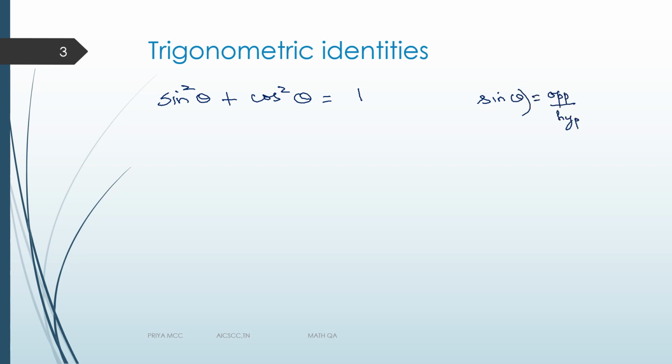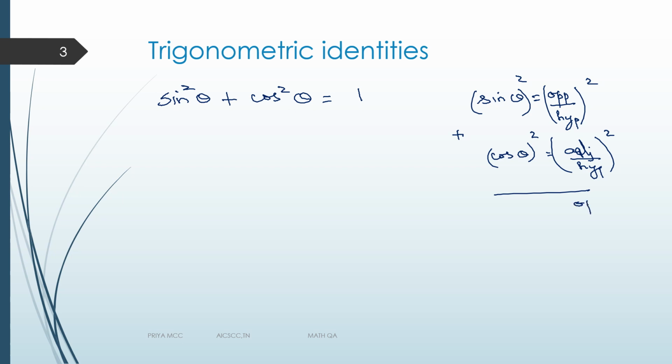So sin square theta would be square of these two, isn't it? What about cosine square theta? It's your adjacent by hypotenuse. So your cosine square would be equal to adjacent by hypotenuse square. So when you add these two, what do you get? Opposite by hypotenuse square plus adjacent by hypotenuse square. I am not deriving, I just want you to understand this logic. We already know height square is equal to opposite square plus adjacent square.